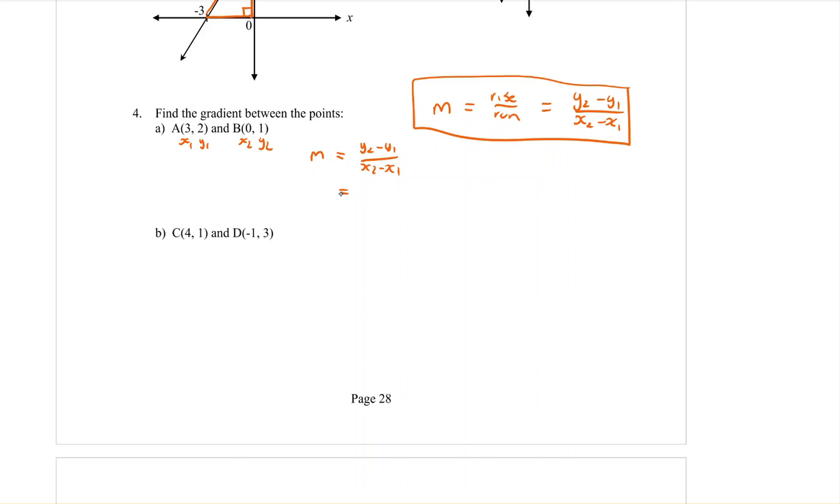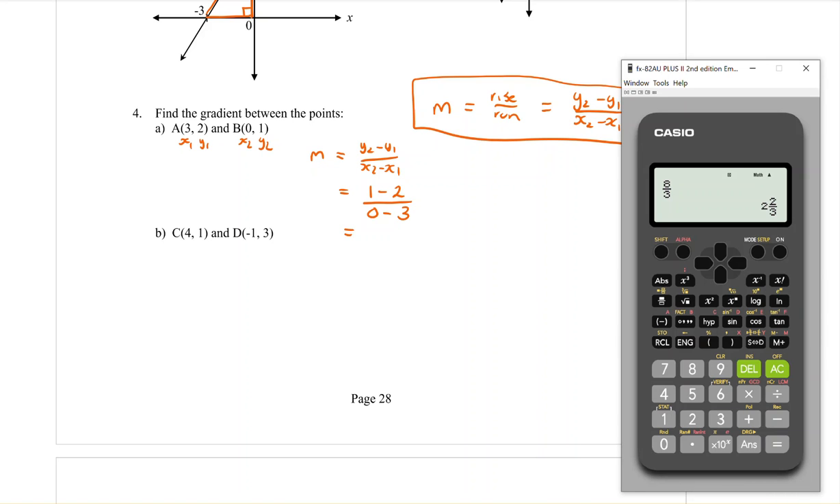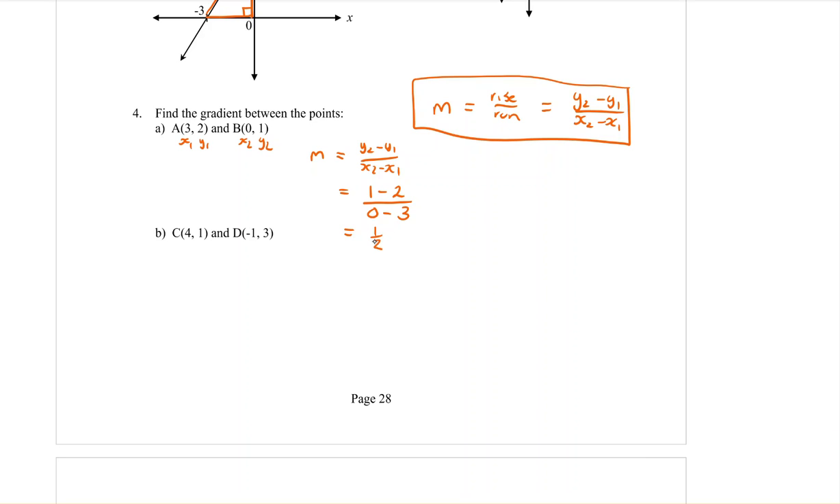What was y2? What number? The 1. So it's going to be 1 minus, what was y1? 2. Good, then I had a fraction line. What's x2? Yes. Minus, what was x1? 3. Perfect. Now I just want to use my calculator to work out what that equals. So type in your fraction button, 1 minus 2 on the top, and 0 minus 3 on the bottom, and it gives you the gradient, which is equal to 1/3.